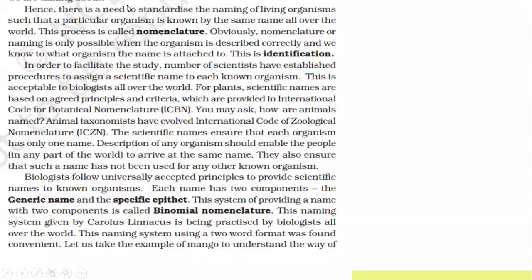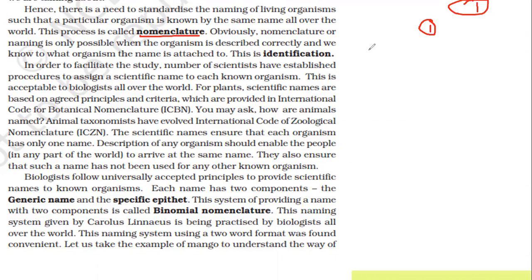Nomenclature. The system of naming is known as nomenclature. What is nomenclature? The process of naming organisms is said to be nomenclature. It is a one mark question: define nomenclature. What is identification? Another one mark question. Identification is to determine the correct place of an organism in a previously established plan.